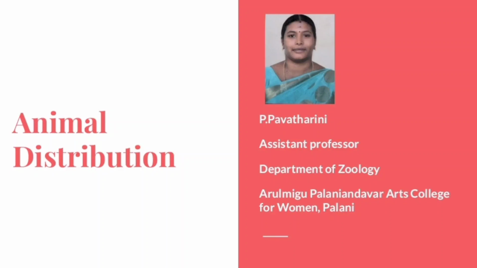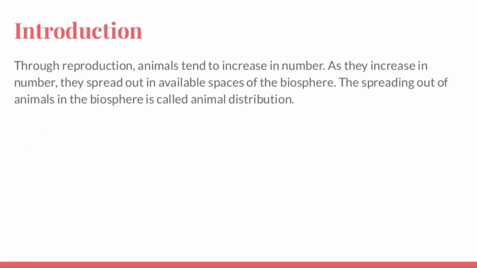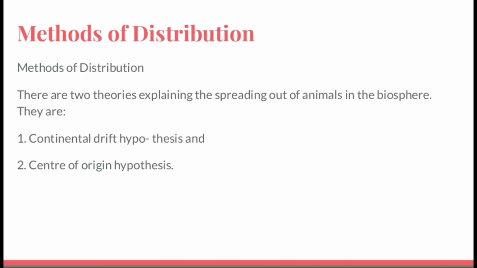Today we are going to see about animal distribution. Introduction. Through reproduction, animals tend to increase in number. As they increase in number, they spread out in available spaces of the biosphere. The spreading out of animals in the biosphere is called animal distribution.